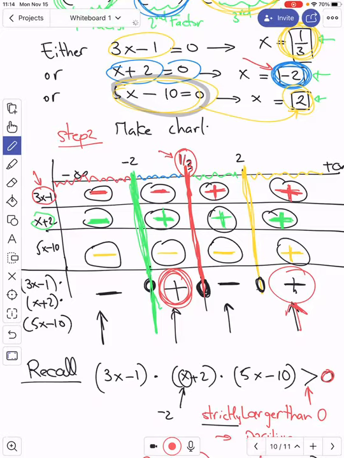Next factor, 5x minus 10. So 5x minus 10, when it's 0. It's 0 when x is 2, right? 2 times 5, it's 10. 10 minus 10, of course, is 0.